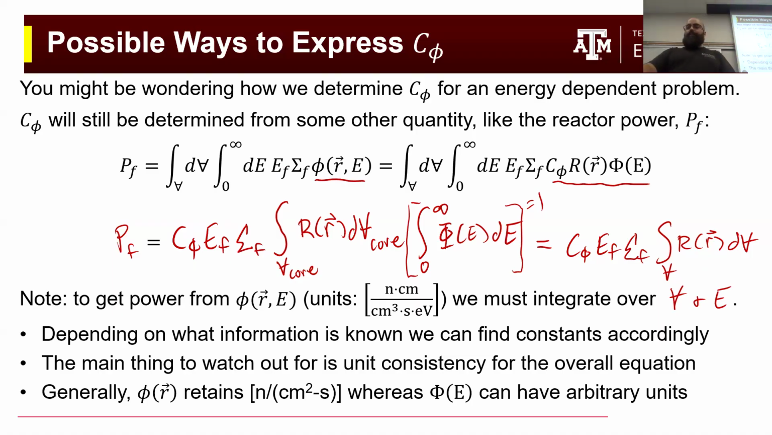Basically, when you're dealing with this, you really just want to be careful about your units and making sure that the units on each side match up. In general, in the case of energy dependent diffusion, that total flux is going to have units, and therefore our shape function is going to have just normal flux units. And then that energy spectrum can have arbitrary units that just make it so that the units on the left side and the units on the right side match up.